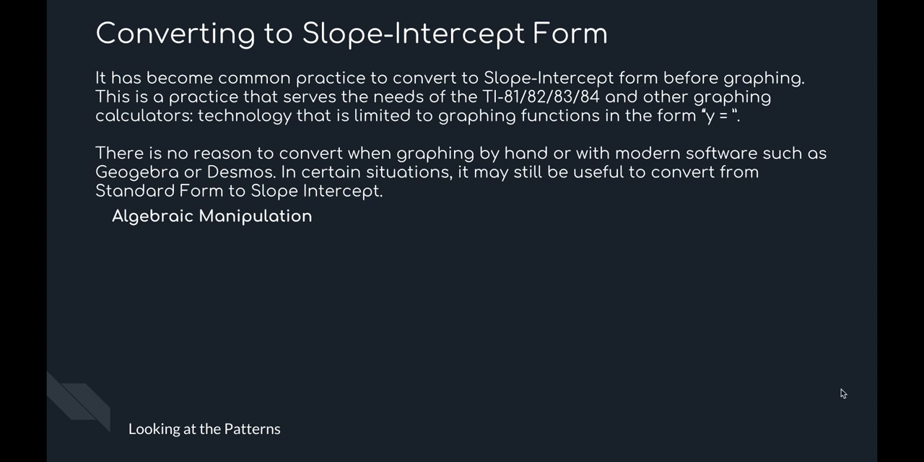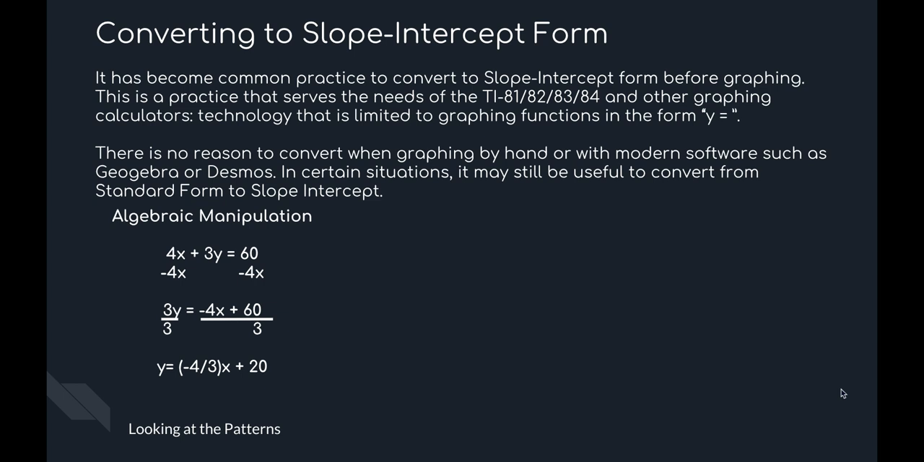We're going to start with algebraic manipulation. 4x plus 3y equals 60. Typically, we subtract 4x from both sides. 3y equals negative 4x plus 60. We're going to divide by that coefficient of the y. And we'll come up with y equals negative 4/3 x plus 20. This is absolutely correct and an absolutely valid process.